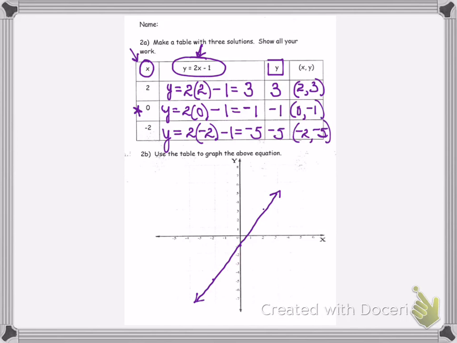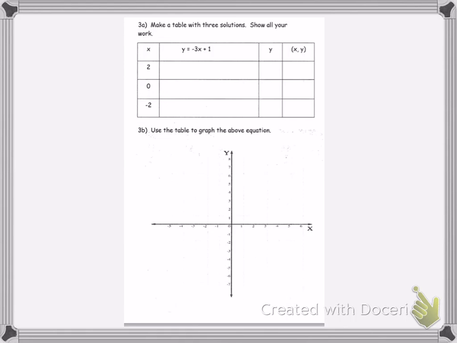And the next thing I want you to see is that there are an infinite number of points along this line. So we only chose 3, but you could find an infinite number of points. So I want you guys to try to fill in the table here for this next linear equation, y equals -3x plus 1, using x values of 2, 0, and -2 again.